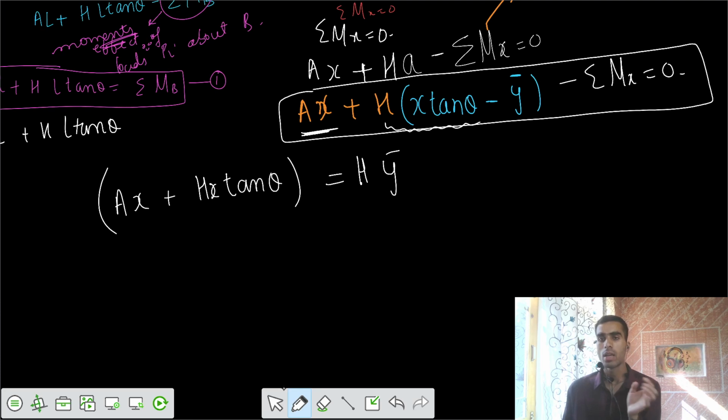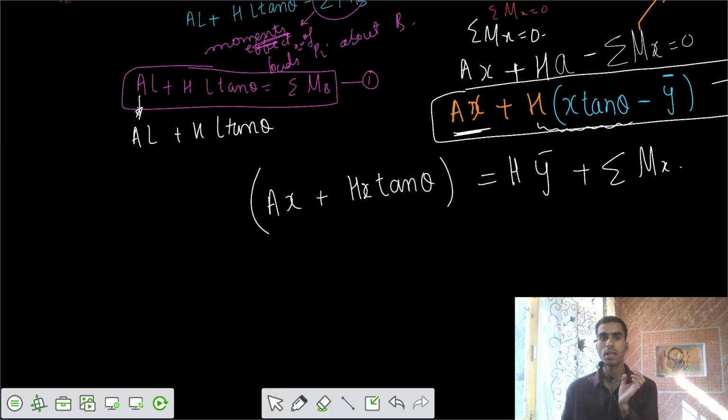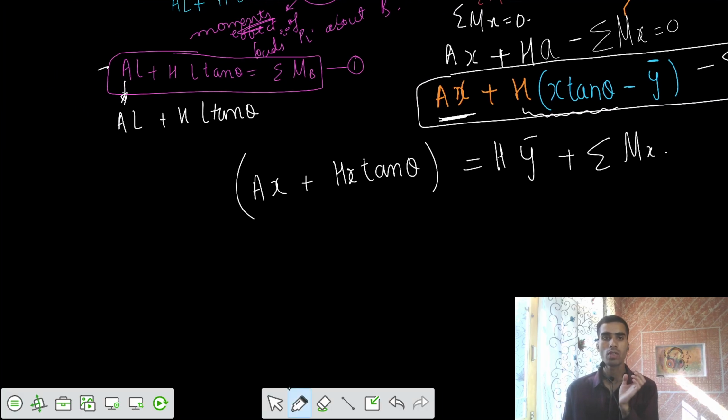That's negative, and if I keep it on the other side, I can get positive value h y bar. And one more thing is that we can get summation of mx. So we got this equation. Now if I want to convert this part in terms of x, I have to multiply this equation by x times.